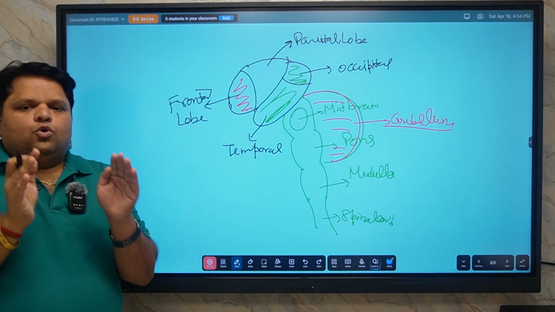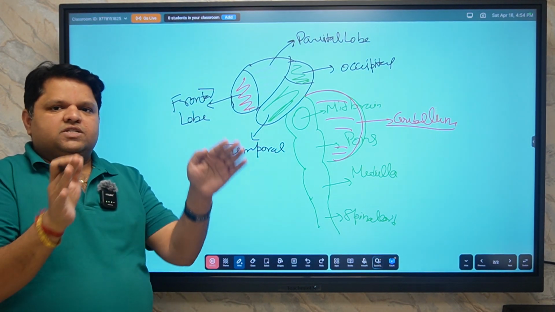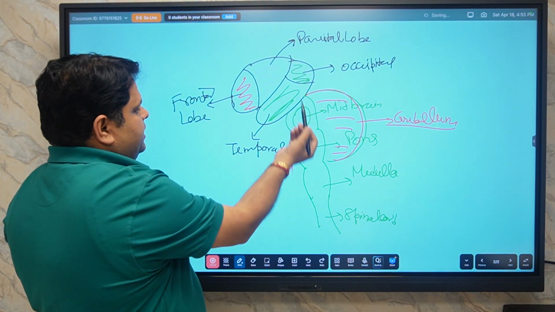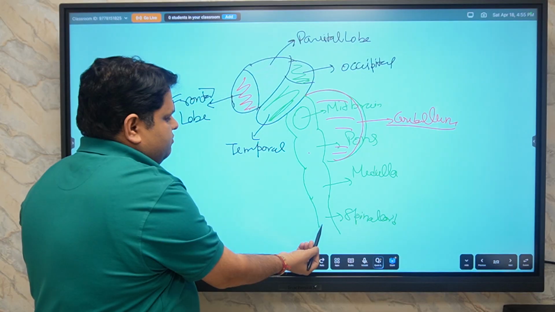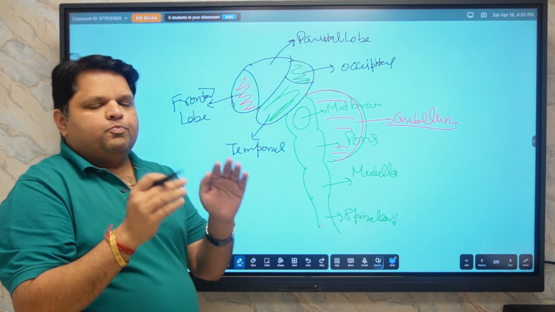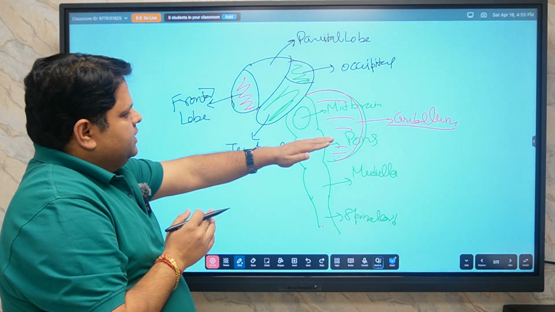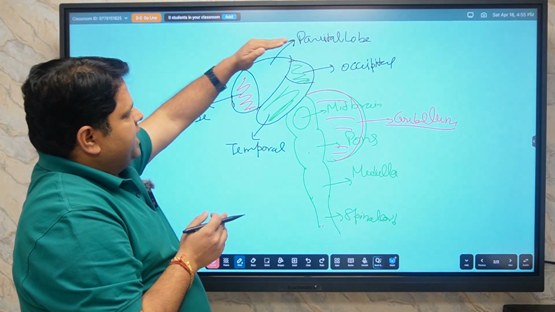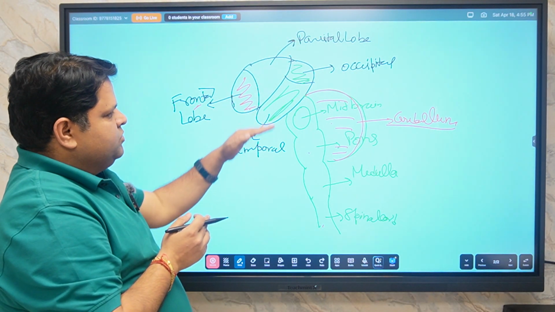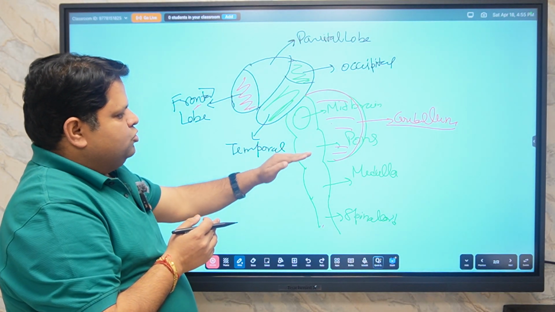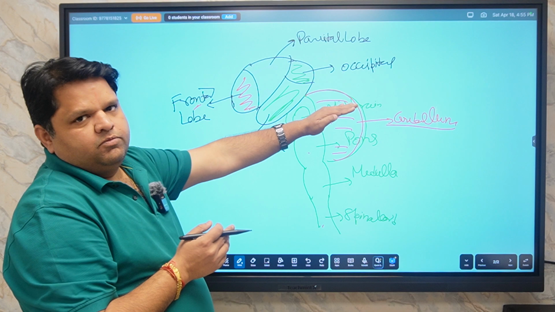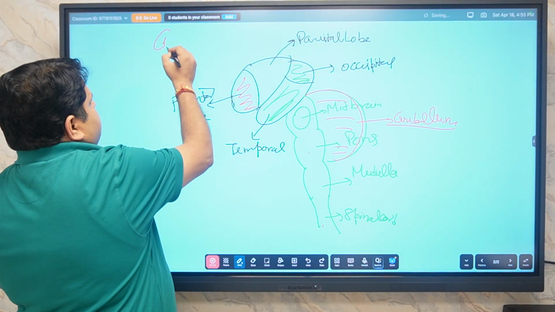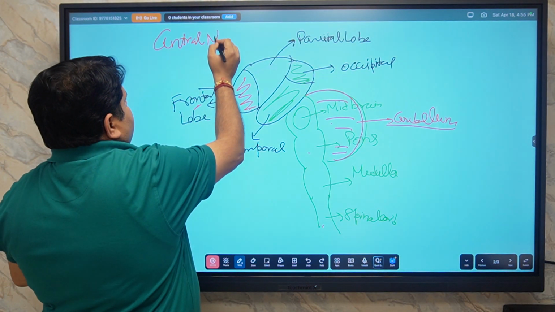So for neurological localization we have two systems, central nervous system and the peripheral nervous system. In central nervous system we have brain, brainstem, spinal cord and the cerebellum. Four parts in the central nervous system: brain, brainstem, spinal cord and the cerebellum. In brain we have frontal lobe, parietal lobe, occipital lobe and the temporal lobe. In brainstem we have midbrain, then pons and then medulla, and cerebellum, which is present posterior to the brainstem. So this is the part of central nervous system.